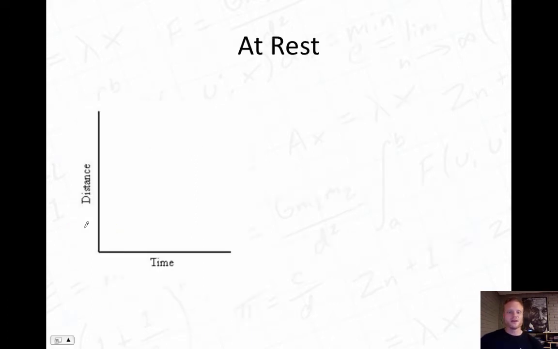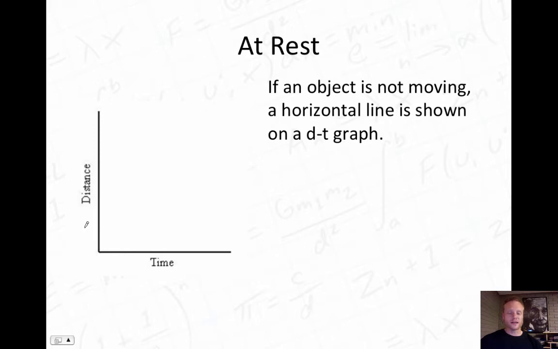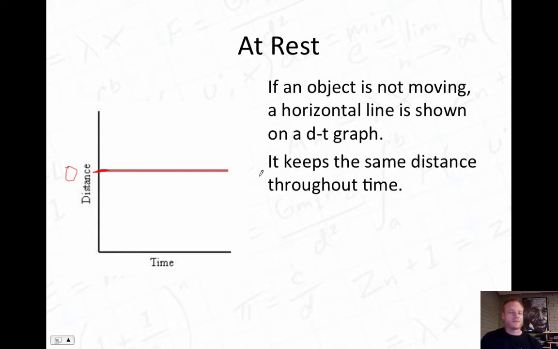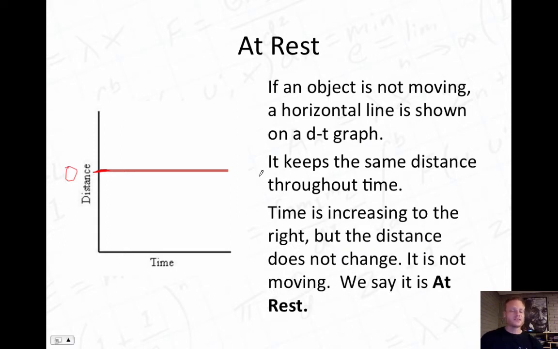If an object is at rest, or not moving, how is that plotted on a distance versus time graph? It's actually very simple. It's a flat line, because time never stops; it just keeps on going. As soon as you start your stopwatch to time how fast a rock moves, you look at the rock. Has that rock moved at all? It hasn't, so its distance stays constant. Maybe this is where 0 is. It stays constant, but time continues to pass. So if you see a horizontal line on a distance versus time graph, it means the object is not moving. It keeps the same distance throughout the time, but time continues to increase, so it's at rest.